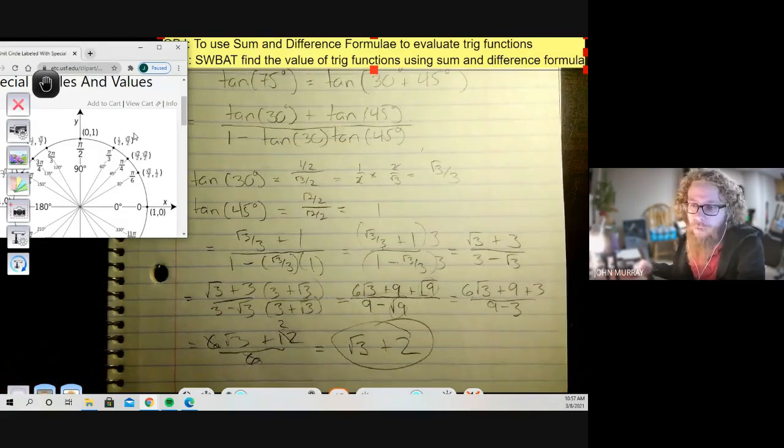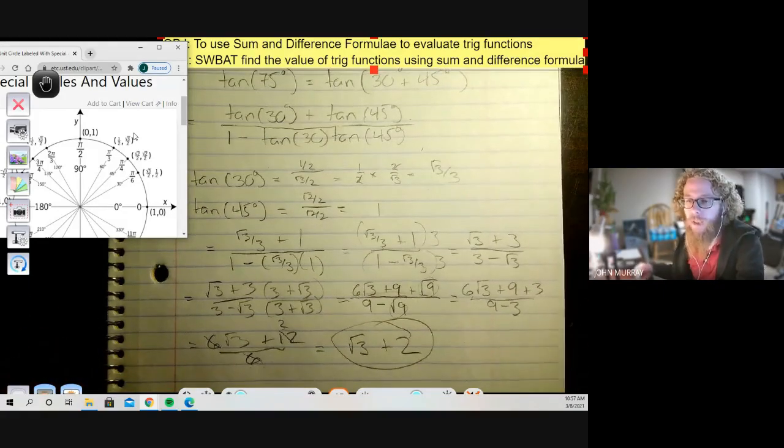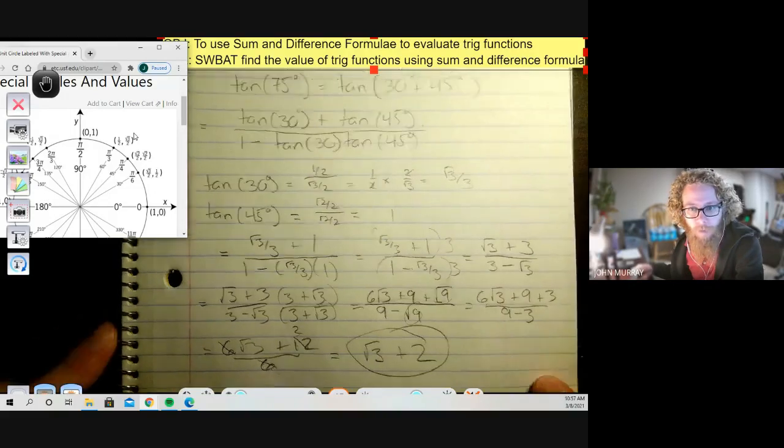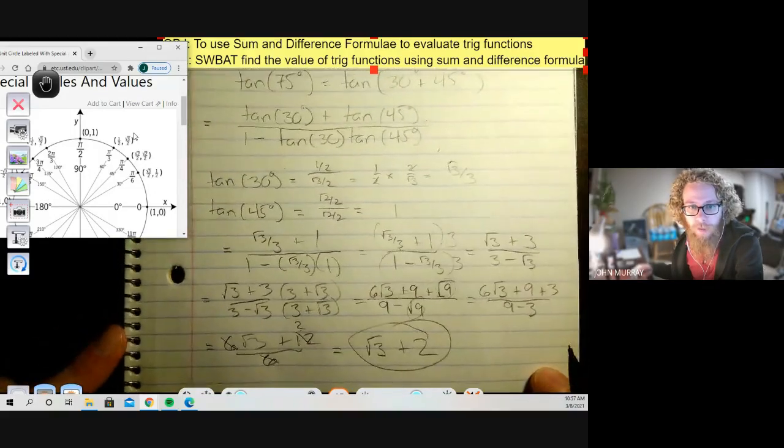All right, so there's a lot of simplification there, some stuff we haven't touched upon in a while. But just be prepared for that. Any questions? That was a little lengthy one.